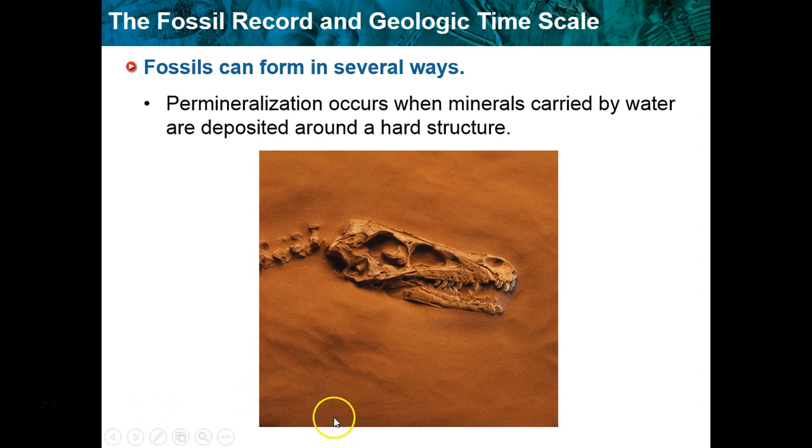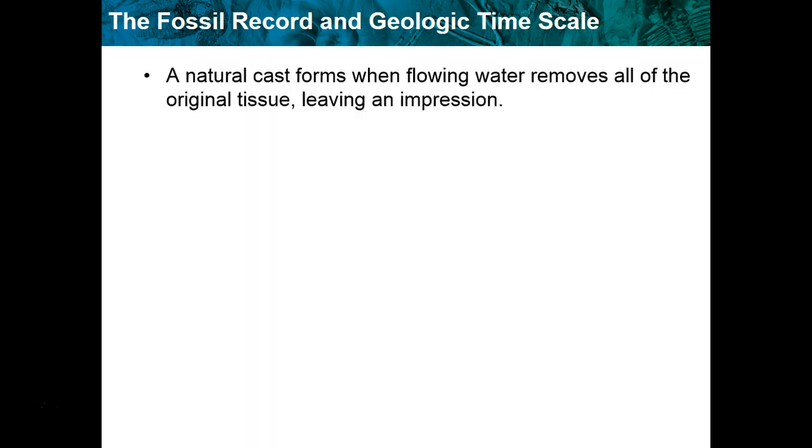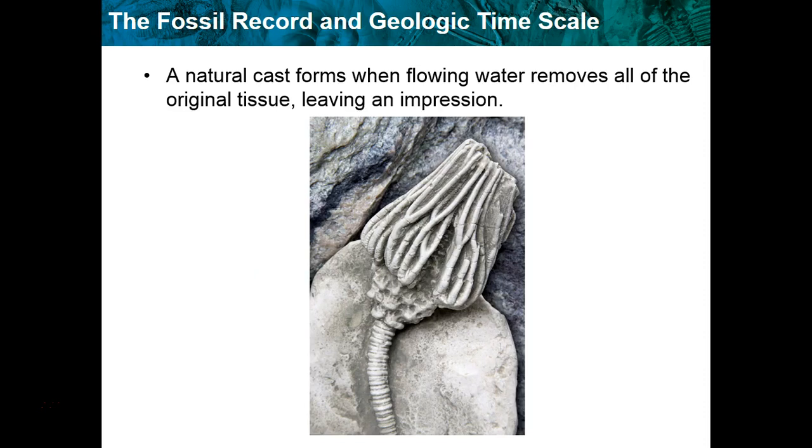So the organism has died, the living tissue or the dead tissue, organic matter, has already been decomposed and eaten away by other organisms. So all that's left here is the skeleton. Water carries and deposits minerals that surround this and then forms a fossil. Another way is called a cast. A cast forms when flowing water removes all the original tissue and leaves an impression.